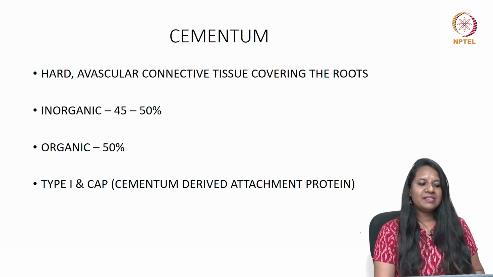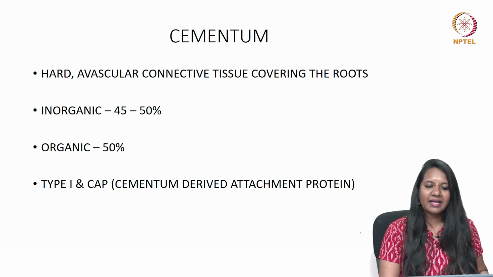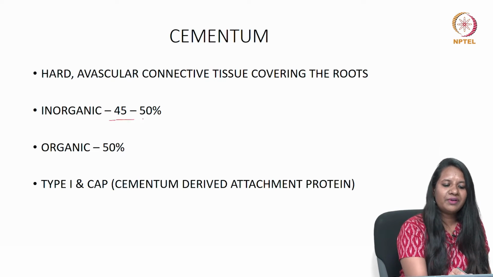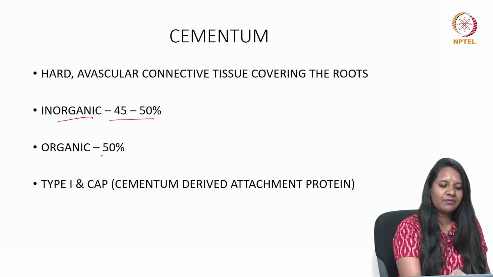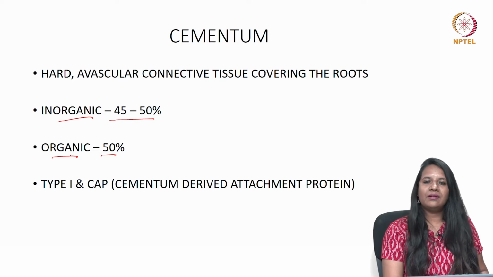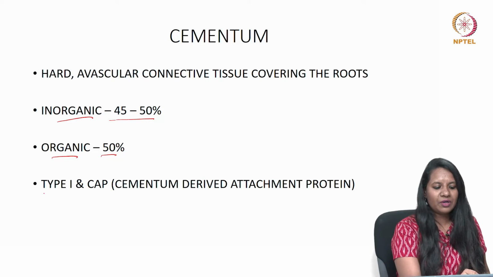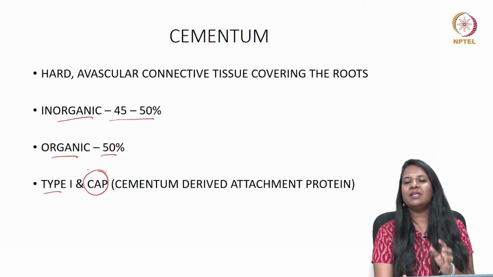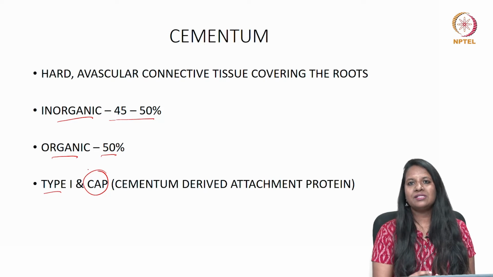Moving to cementum. Cementum is another hard avascular connective tissue covering the roots. It consists of 45 to 50% inorganic and 50% organic material. As in the pulp, it also contains mostly type 1 collagen and a specific unique protein, that is cementum-derived attachment protein, which helps in the attachment of the cementoblast during formation.